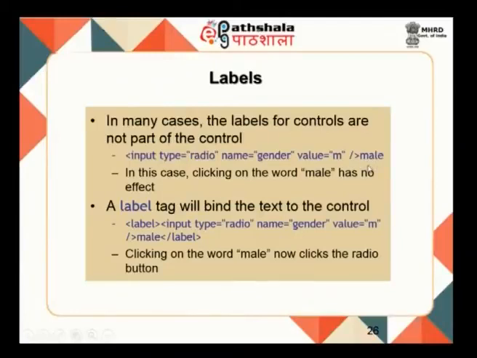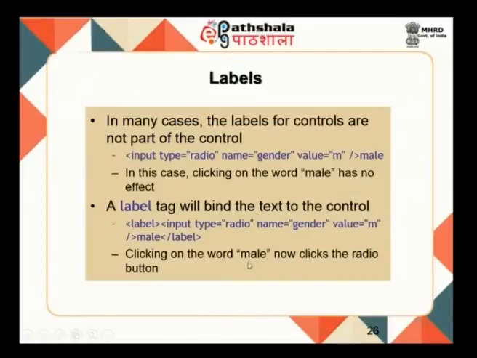So, when you click on this word male, it has no effect. What you need to do is make use of a label tag, and that will bind this radio button, so that you give a control for your label tag. Here you can see the input type radio, name equal to gender, and this male is embedded within this label tag. So, label, and there is a closing label tag. Now, clicking on the word male clicks the radio button.